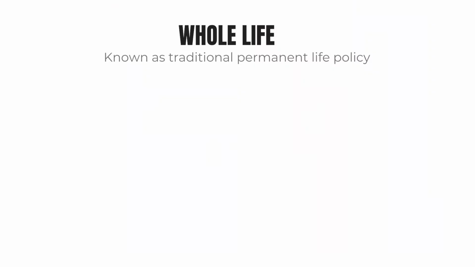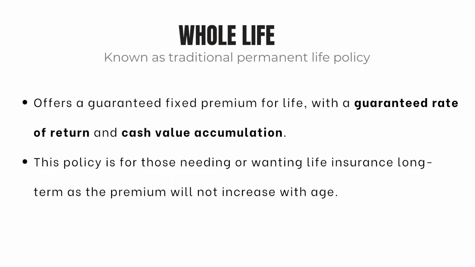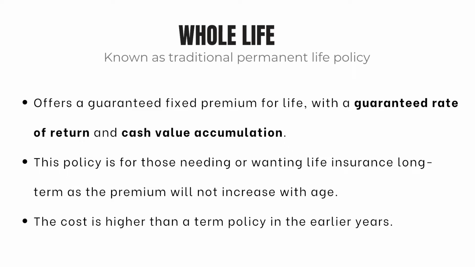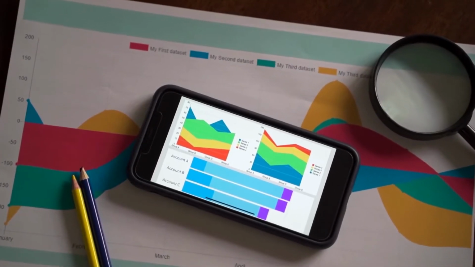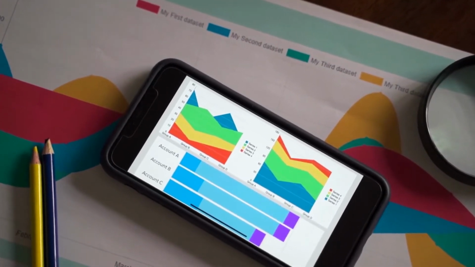Whole life policy, known as traditional permanent life policy, offers a guaranteed fixed premium for life, with guaranteed rate of return and cash value accumulation. This policy is attractive for those needing or wanting life insurance long-term, as premium will not increase with age, making it affordable in later years, though the cost is higher than a term policy in the earlier years. Whole life policy offers a guaranteed rate of return on their cash value, but depending on the performance of the company, the insurer may pay higher than the guaranteed rates. An illustration showing these performances is required of insurance carriers and would be prudent for the client to study carefully before making their purchase decision.